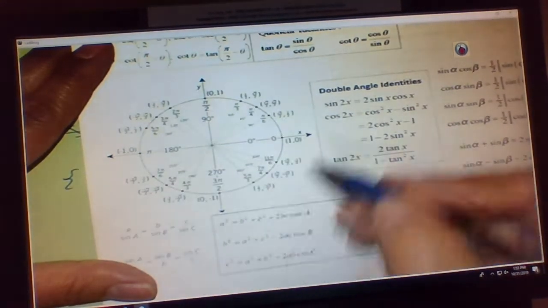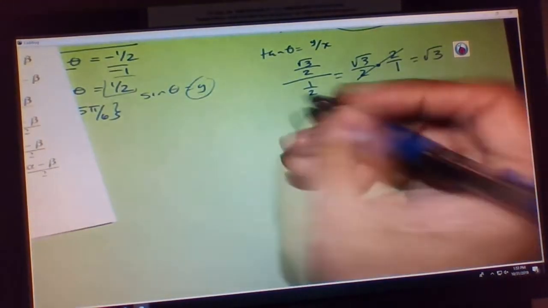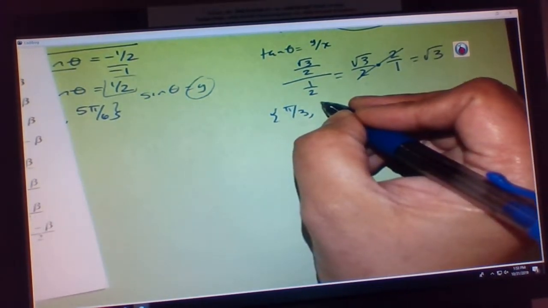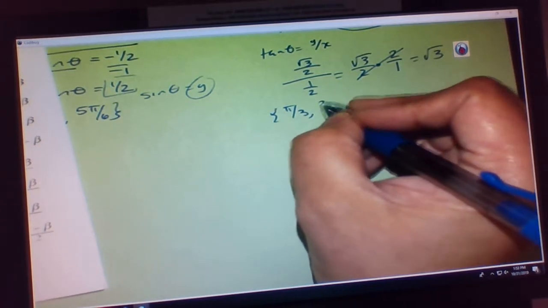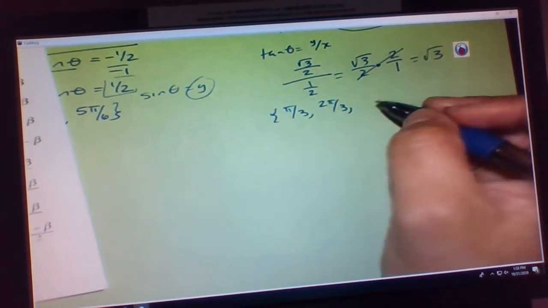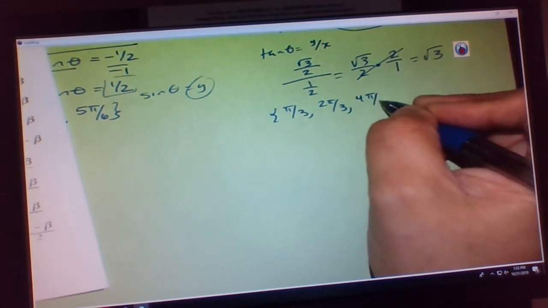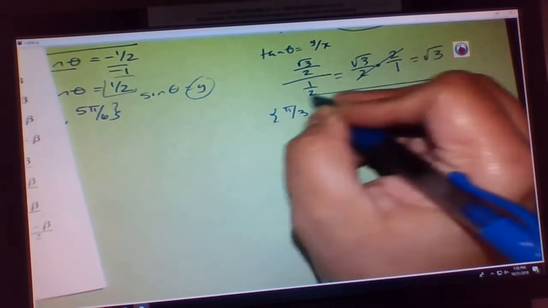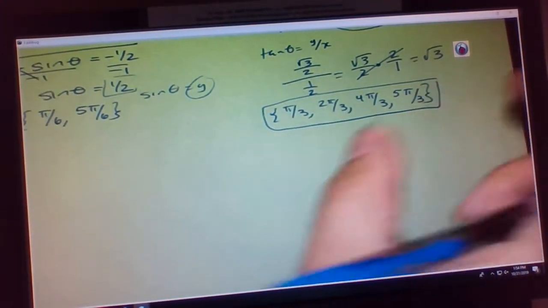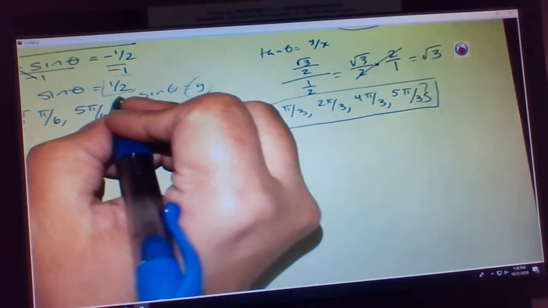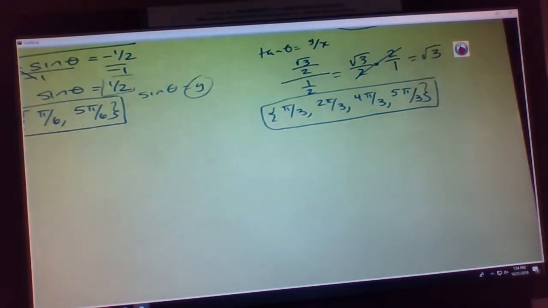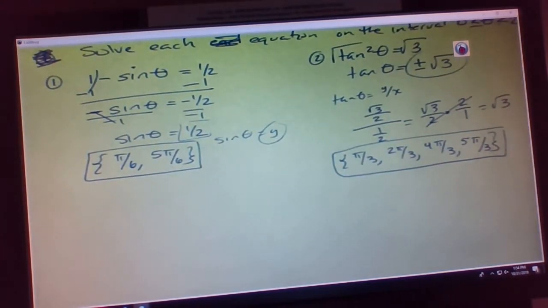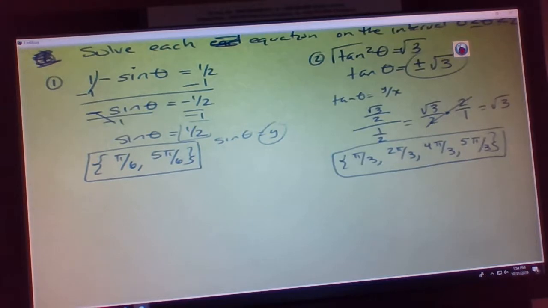So I should have those 4 answers, which is pi over 3, and then 2 pi over 3, and then 4 pi over 3, and 5 pi over 3. So these are my 4 places where tangent is going to be plus or negative square root of 3. Are we okay there? Yes?